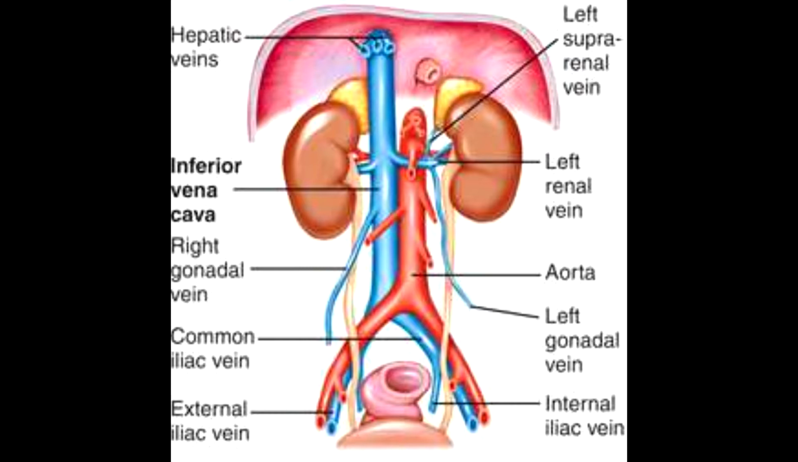Therefore, for the veins on the left side to empty into the inferior vena cava, they must cross over the aorta. Because of this, the left suprarenal or adrenal vein empties not into the inferior vena cava, but instead into the left renal vein, which is a tributary to the inferior vena cava. Similarly, the left gonadal or ovarian or testicular vein empties into the left renal vein, which then empties into the inferior vena cava.